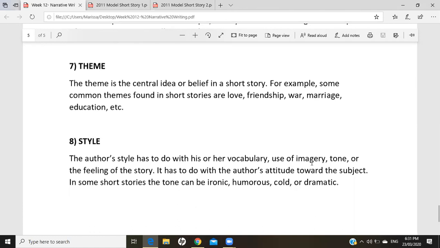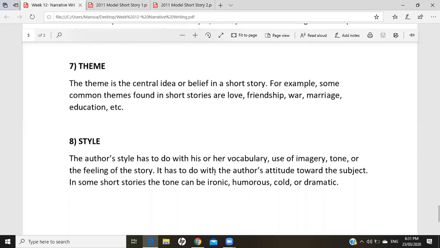So at some point in time, you must describe what you see, what you hear, and maybe if you taste something in the story, what you smell. So imagery, even tone. So your tone of voice, depending on the kind of person you are and what your story is, you would use the appropriate tone or the feeling of the story.